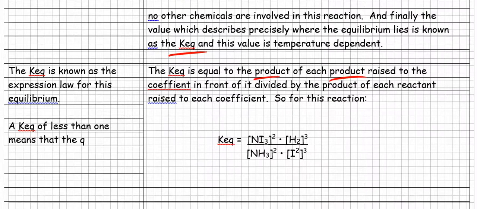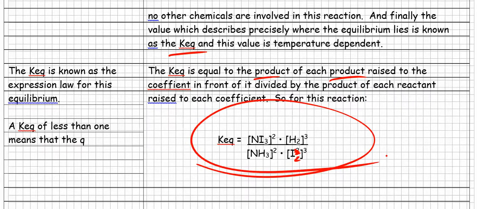Now on the bottom side, on the denominator, we've got the reactants. In this case, we have NH3, ammonia, to the second power. Since this was a coefficient, it becomes a superscript, times I2. Whoops, make this 2 down here. I2 to the third power, just like that. And that then is the KEQ expression. So it tells us the relationship between products and reactants for that reaction.